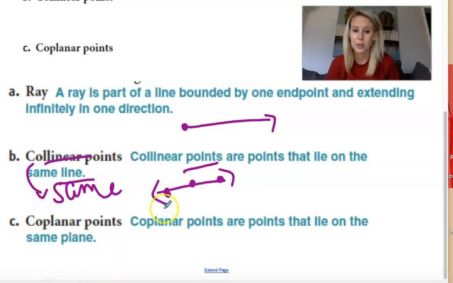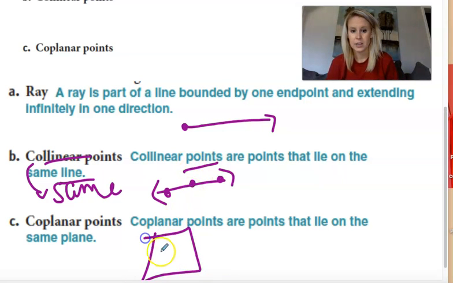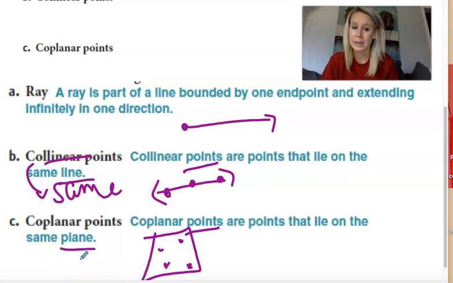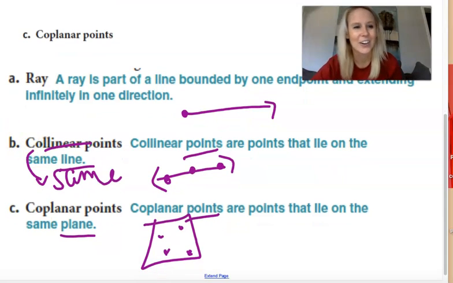Same thing with coplanar points. Coplanar points are points that lie on the same plane. So if I have a plane here and I have points all on that plane. All right, so I took the word point and the word plane, which are our basic undefined terms, and then created a defined term, coplanar points. Cool. It's probably not that cool. I know. Okay, moving on.